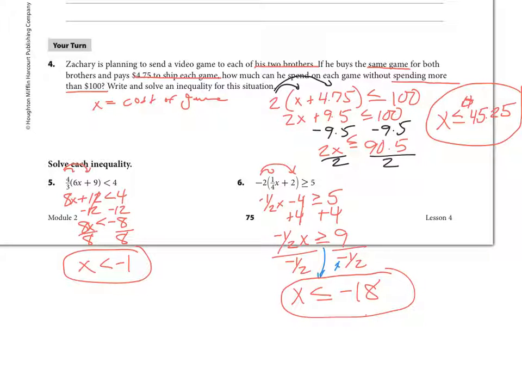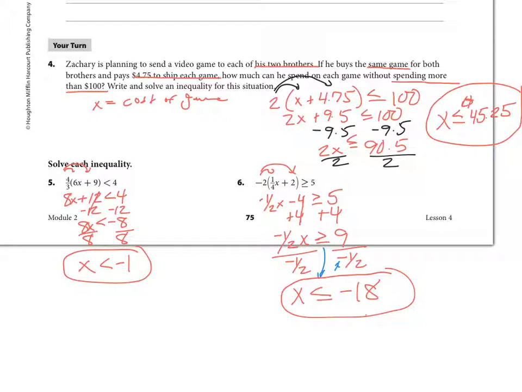Do your distributive property, subtract 9.5 from both sides, divide by 2, you get 45.25. So that means the cost of the game is $45.25, or no more than that. It can be equal to that, it can be less than that. Some things to understand.